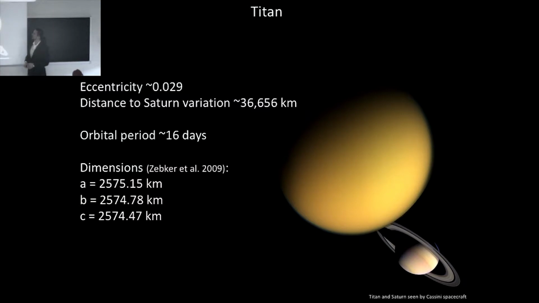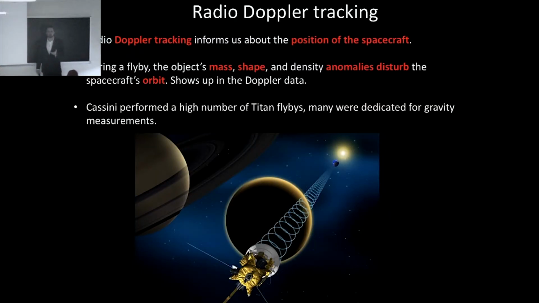So Titan has relatively high eccentricity, and its distance changes between apoapse and periapse by about 36,000 kilometers over 16 days. So you would expect to see some tidal deformation in it, depending on what's in its interior. The method to detect that is by doing gravity flybys. As Cassini flies near Titan, its orbit gets disturbed. And this shows up in the radio Doppler tracking system. The signal that is sent gets disturbed, and then you would notice it in the Doppler shift of the signal.